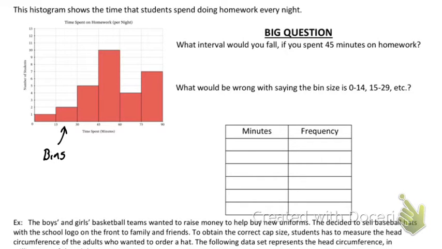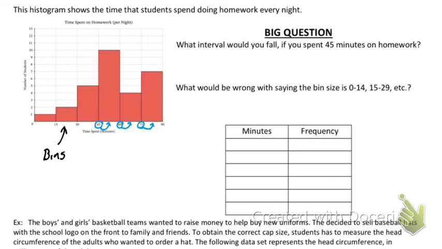So 45 actually goes into this bin. 60 goes into that bin. 75 goes into that bin. So if someone studied 90 minutes, is their data represented on this histogram? No. So no one studied 90 minutes or more. 90 minutes would have to fall into that next bin, and we don't have that next bin.